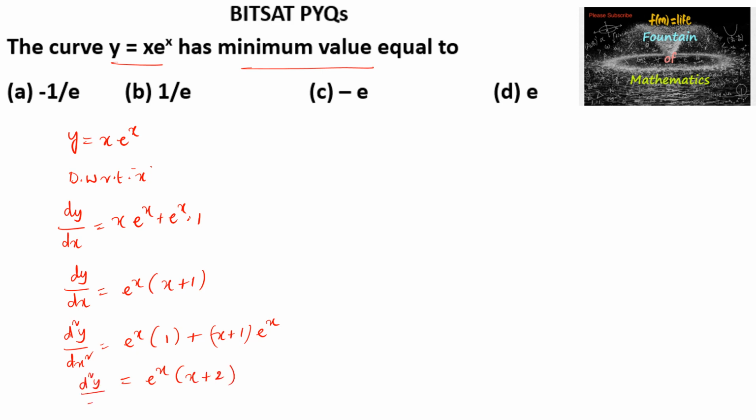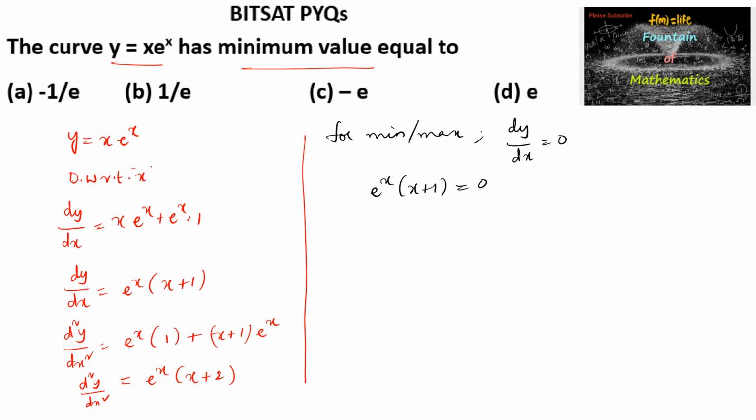that is d square y by dx square. For minimum or maximum, we consider dy by dx is equal to 0. So we can consider e power x of x plus 1 is equal to 0. So e power x cannot be equal to 0 for any real number. It is always positive. So we can say x plus 1 is equal to 0, that is x is equal to negative 1. For x is equal to negative 1, to check whether this gives minimum or maximum value, let us substitute x is equal to minus 1 in double differentiation.